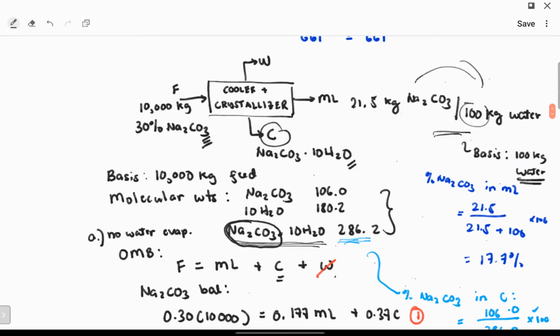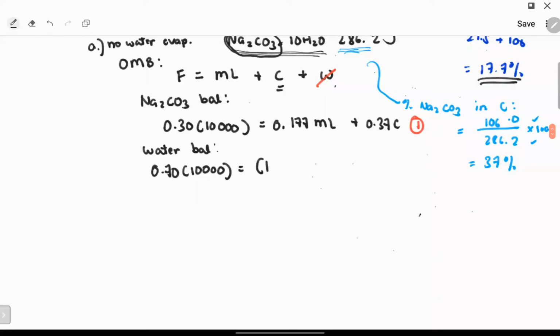Or you can simply subtract 17.7%, which is the percent of salt in the mother liquor. So subtract that 17.7% from 100%. So ilan yun? So 100% minus 0.177 times ML.